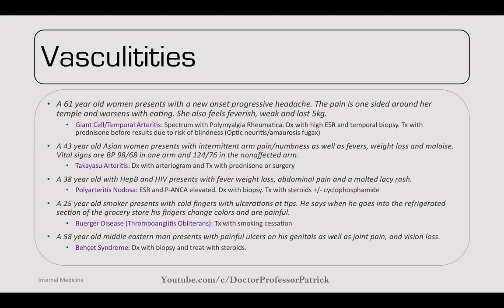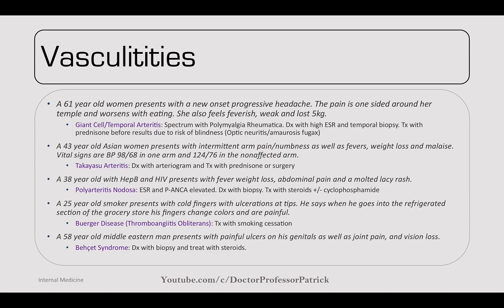So now we've got a young smoker with cold fingers that have ulcerations at the tip. And he says when he goes into the refrigerator section at the grocery store, his fingers change color and are painful, or Raynaud syndrome. So this is Buerger's disease or thromboangiitis obliterans. This is commonly in young people that smoke, and if they quit smoking, their fingers won't fall off. So good news there.